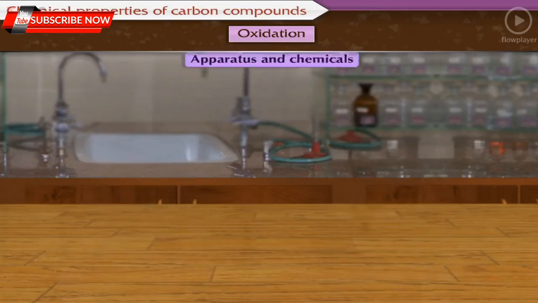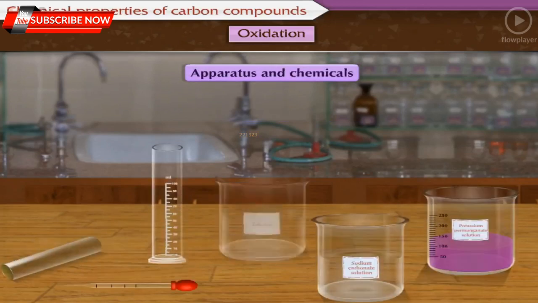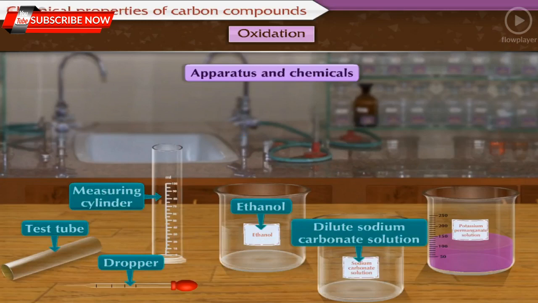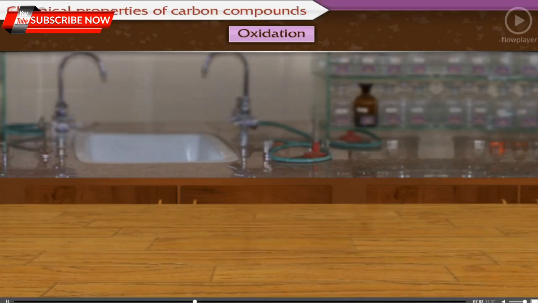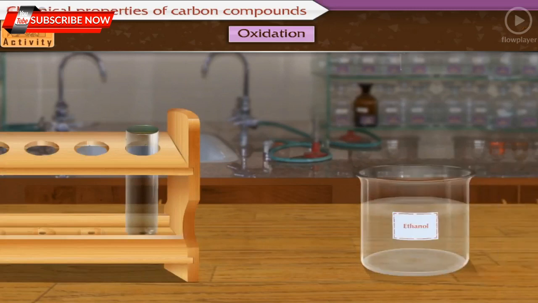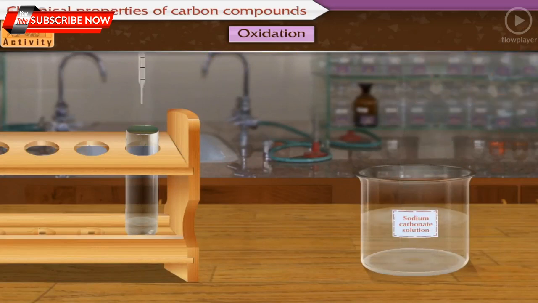Let us first see the apparatus and chemicals required to perform this activity. Test tube, measuring cylinder, dropper, ethanol, dilute solution of sodium carbonate and dilute solution of potassium permanganate. Come, let us perform the activity. Activity. First, let us take 2 to 3 ml ethanol in a test tube and add 5 ml sodium carbonate solution in it.